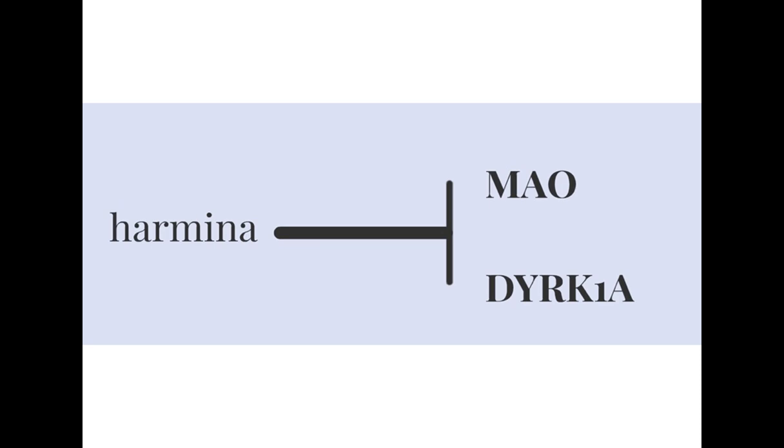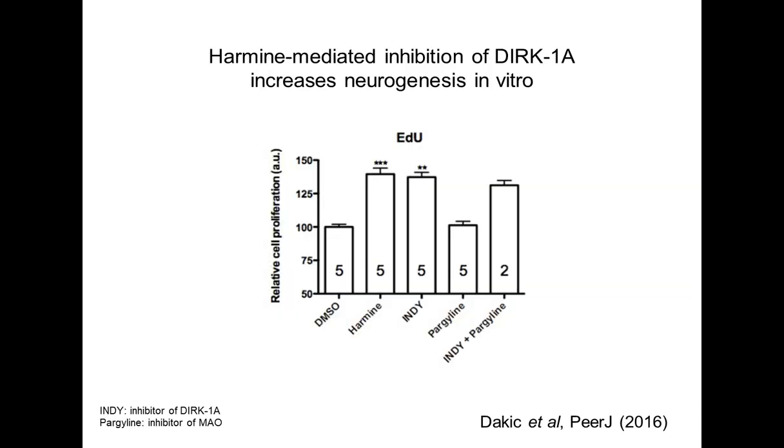DYRK1A. So we decided to test which would be the preferential pathway on how harmine would increase proliferation in these neural stem cells. So we compared the effect of harmine with two other compounds, one that's a well-known inhibitor of DYRK1A, and the other is an inhibitor of monoamine oxidase. And what we saw is that the harmine-mediated inhibition of DYRK1A is probably the mechanism or the signaling pathway that increases neurogenesis in vitro.